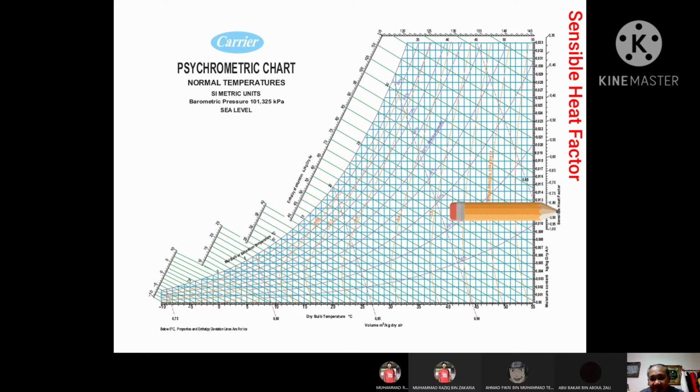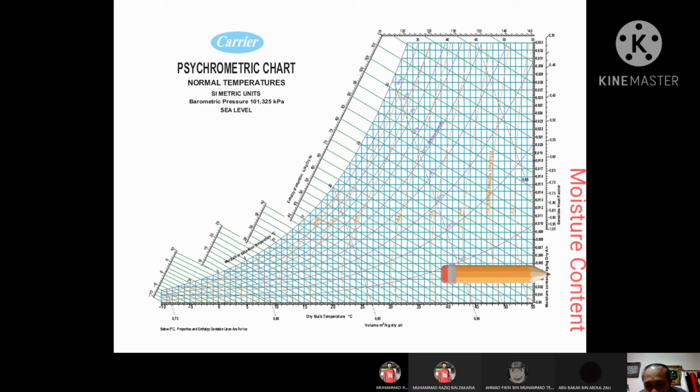Sensible heat factor. So at the bottom is moisture content.